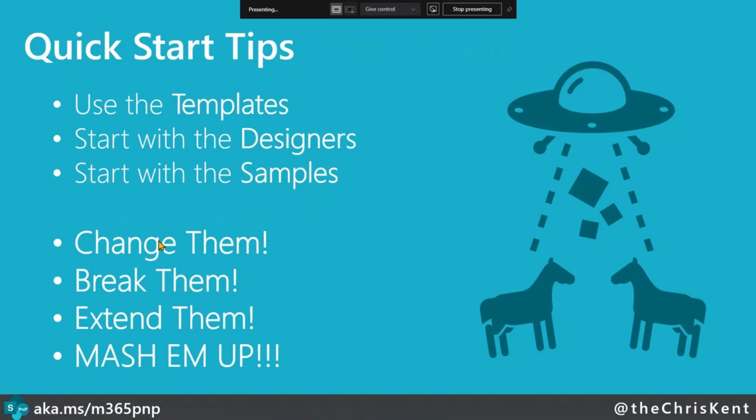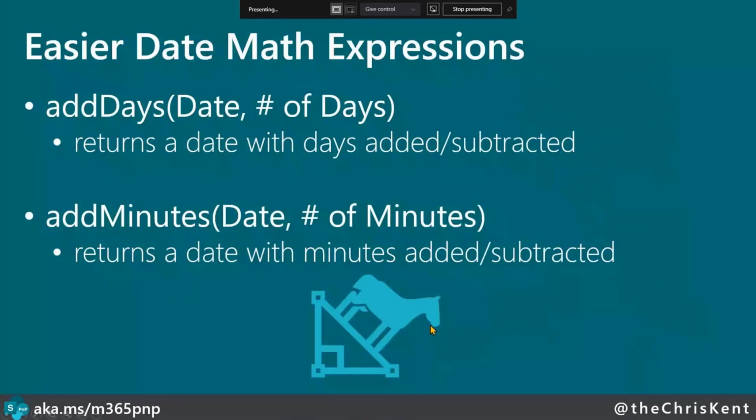Okay. And then there are a couple of easier date math expressions that were just added, and that's add days and add minutes. You just put in a date, and it will bring back the date with the appropriate amount of days or minutes added or subtracted. So to subtract, just put a negative number in there.